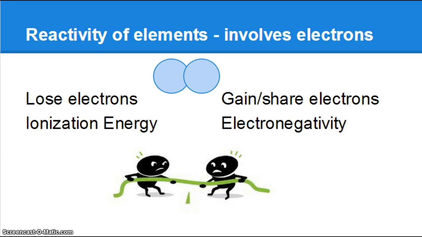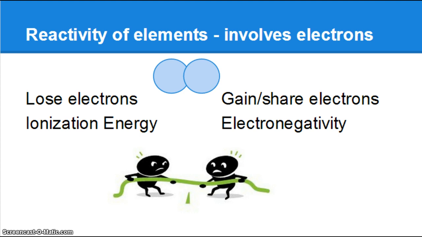Because when two atoms interact, it's the outermost part of the atoms that combine with each other, and that's where the electron clouds are. Now, typically, atoms can lose electrons, and this is going to be based on something called ionization energy, or atoms can gain and share electrons, and this is based on the atom's electronegativities. So, you may be asking, what is ionization energy and what is electronegativity?